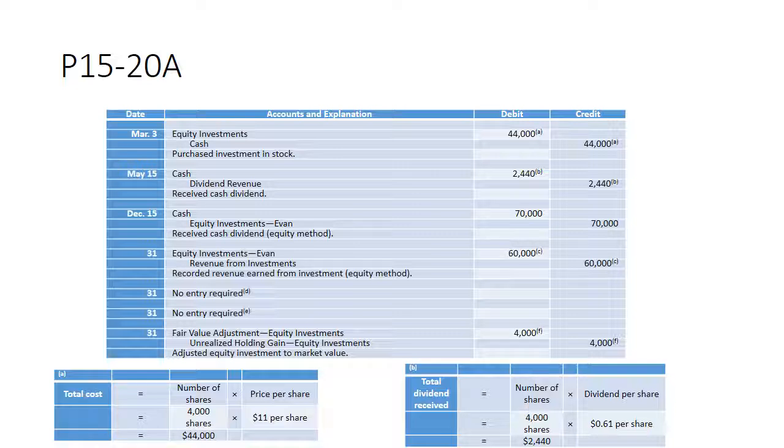We actually credit equity investment Evan. So we decrease that balance of $400,000 by $70,000. Remember your T account? I told you to write $400,000 on the debit side. Well, now we're going to credit that same T account $70,000. So when you get paid a dividend and you're using the equity method because you own more than 20% of the stock and you can significantly influence the company you own, you credit the investment account when you receive a dividend.